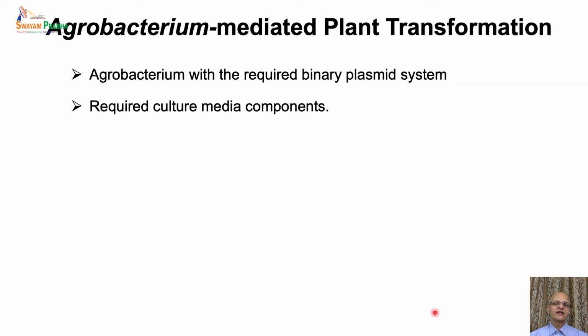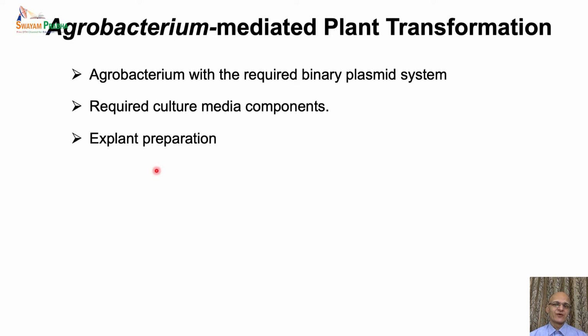So typically we need to have an optimized in vitro regeneration protocol available for the plant species that we are transforming. So all the media components that are required in that regeneration protocol should be available. However, if the regeneration protocol is not available for that species, first we should optimize an efficient regeneration protocol before going ahead with the transformation.